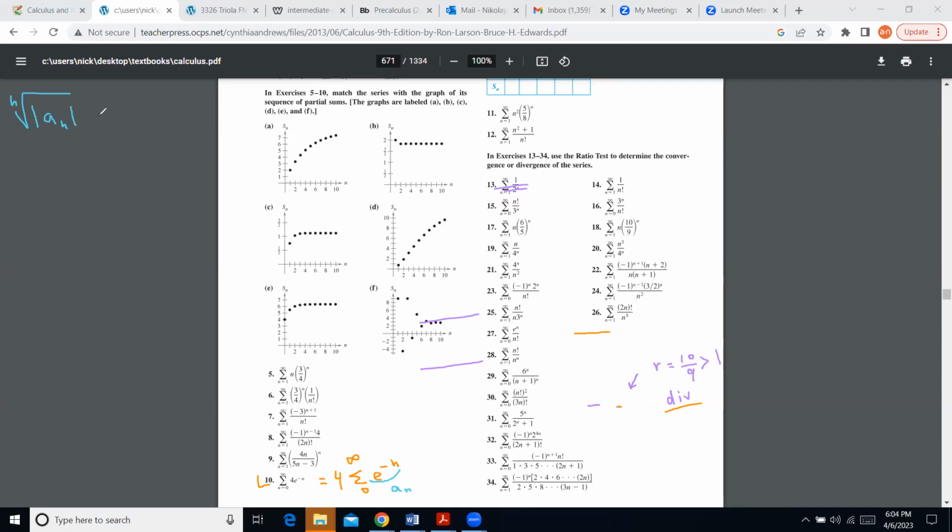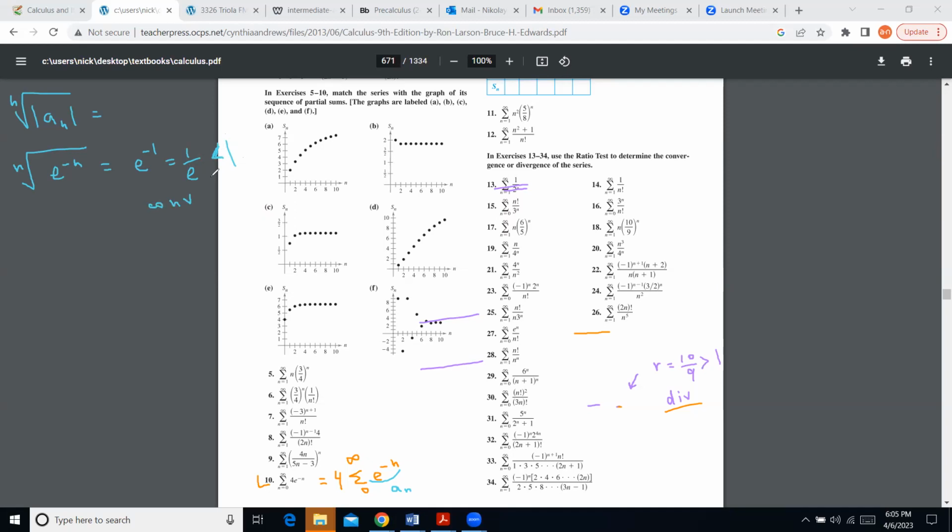If I extract the nth root from the nth term, I'm going to have e to the power of negative n, or 1 over e to the power n. So this will be e to the power of negative 1, or 1 over e. Well, that's definitely less than 1 because e is 2.718, so it's around 1/3. So we have a convergent series.